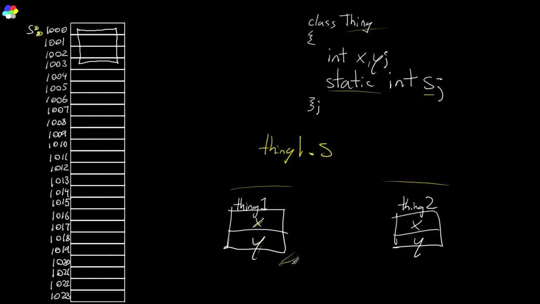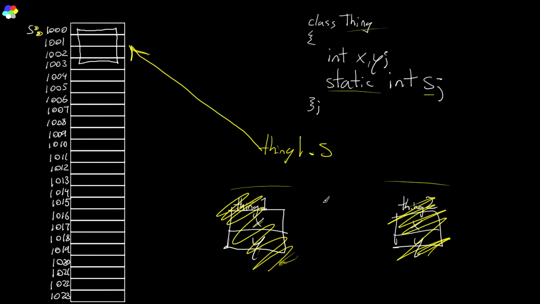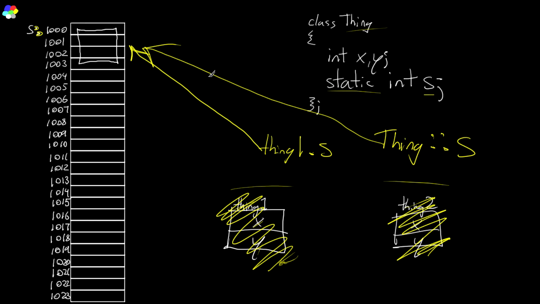thing1.s, you're not accessing something in that particular instance of the class. You're accessing the static variable, which is not tied to any one particular instance of the class. It's almost like a global variable, in fact. Actually, even if you had no existing instances of this class, you can still do thing::s, and you can access this one because it always exists. Static variables exist from the beginning of the program until the end of the program. That's one example of things that use static storage.